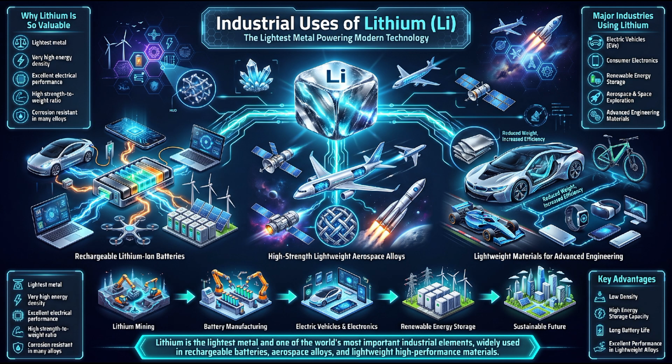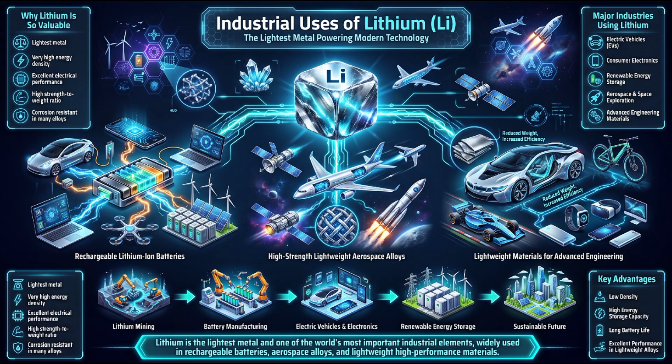The infographic also illustrates the industrial journey of lithium, beginning with lithium mining. Lithium is extracted primarily from mineral ores such as spodumene and from underground salt-rich brines. After extraction, the lithium undergoes chemical processing to produce high-purity lithium compounds, which are then used in battery manufacturing, alloy production, ceramics, lubricants, and other industrial applications. These materials are subsequently incorporated into electric vehicles, consumer electronics, renewable energy storage systems, aerospace components, and numerous advanced technologies that support modern society.